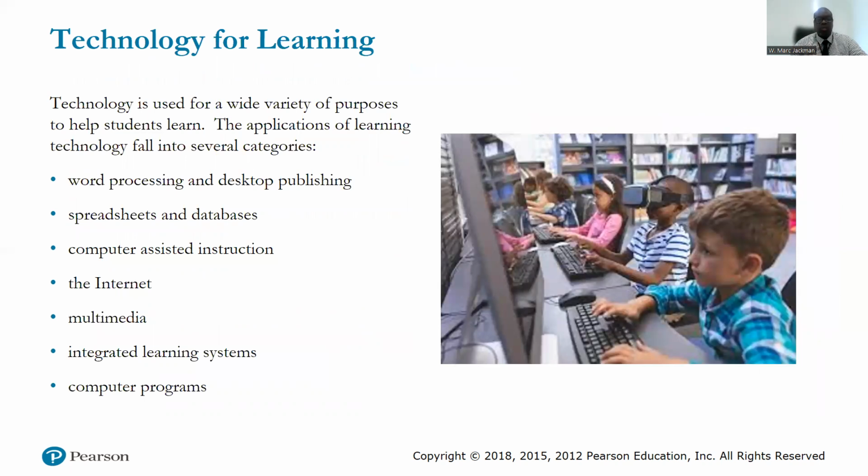So there's technology for learning. And technology for learning would include the use of word processing and desktop publishing, use of spreadsheets and databases, use of computer-assisted instruction where students can go through lessons, go through learning at their own pace, at their own time, online, or with computer-based software. Of course, the internet is there for students to do research, to experience edutainment, multimedia uses for presentation, integrated learning systems, where students can use systems like Canvas, Moodle, Blackboard, etc., and other computer programs.